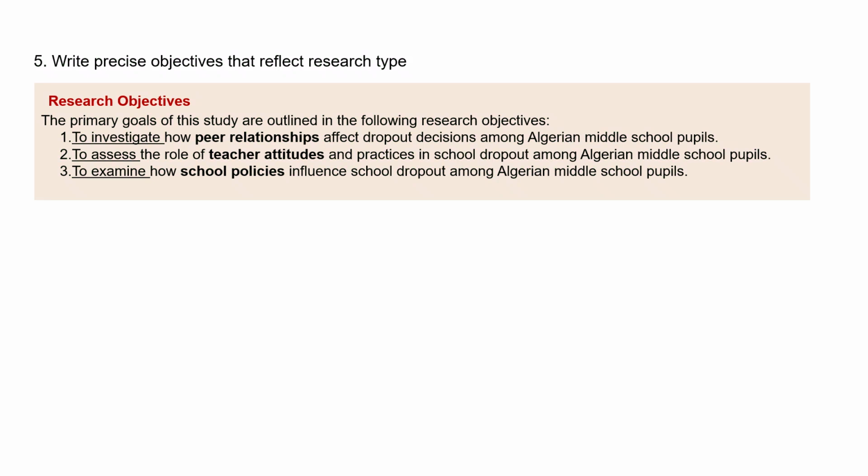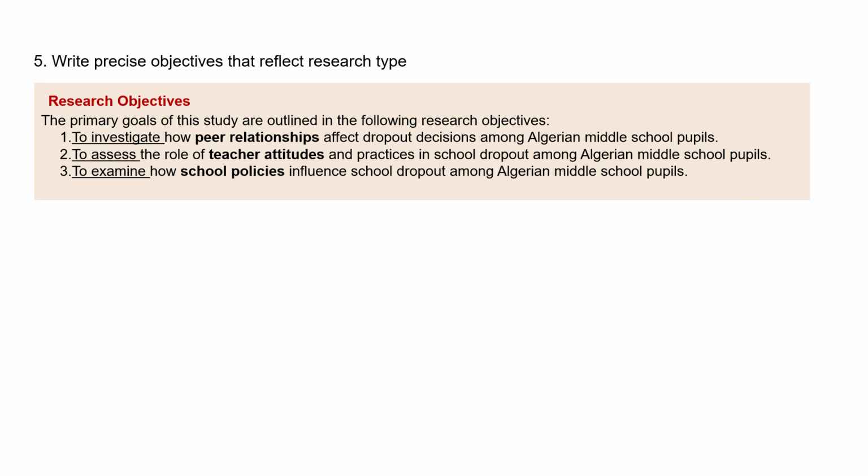objectives can be formulated. So the researcher can write, the primary goals of this study are outlined in the following research objectives. This is a statement to introduce the objectives. We should have statements, and we have ready-made phrases that come before the objectives. Here we can see 3 objectives.